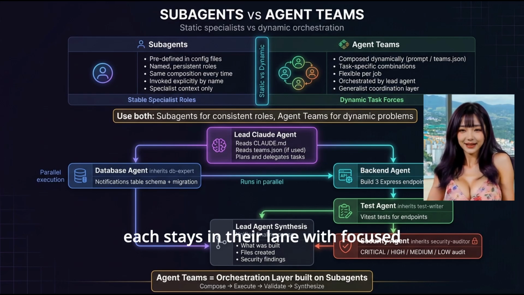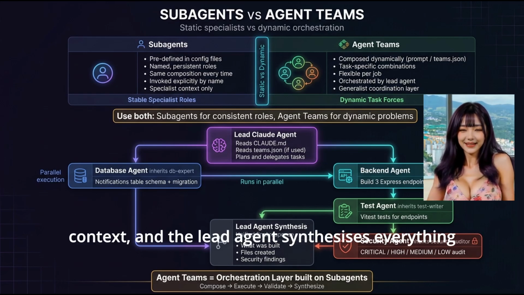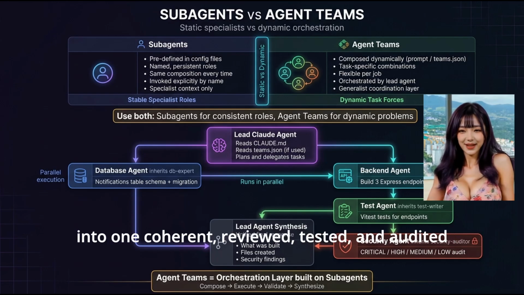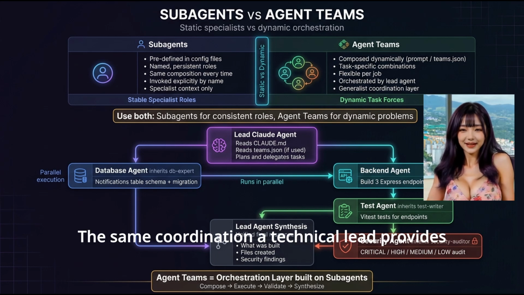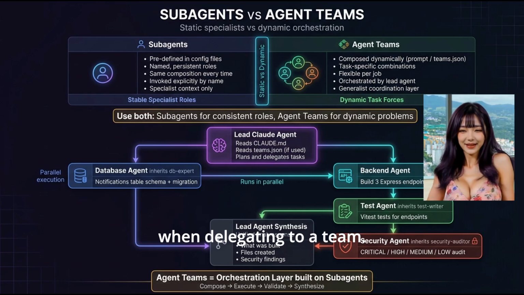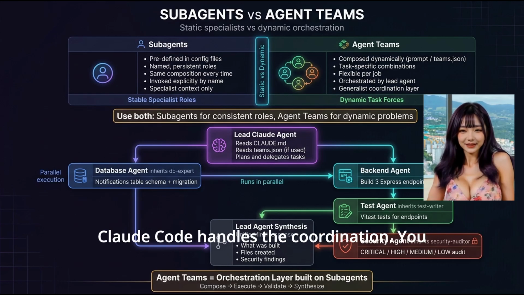Each stays in their lane with focused context, and the lead agent synthesizes everything into one coherent, reviewed, tested, and audited result. This is not magic. It is coordination. The same coordination a technical lead provides when delegating to a team. Claude Code handles the coordination.